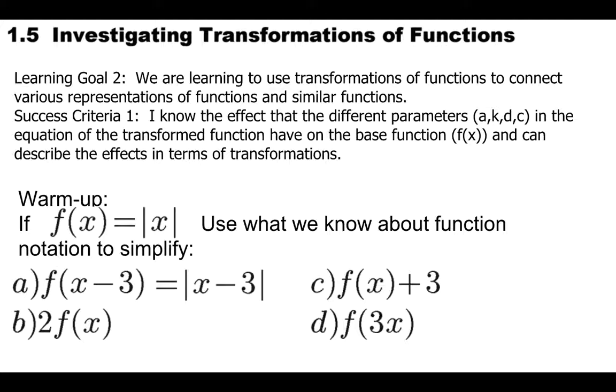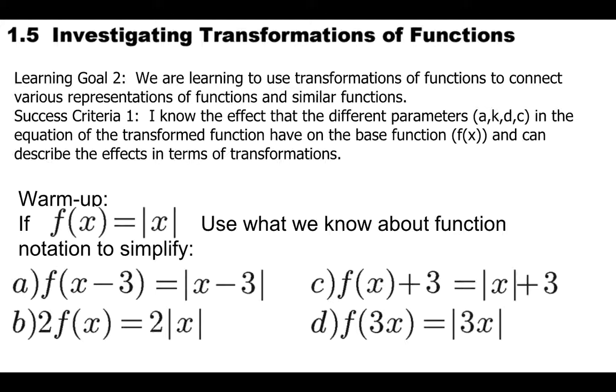For b, the doubling is outside of the function, so the doubling shows up outside of the absolute value. The plus 3 shows up outside the function for c, so it shows up outside the absolute value. And the 3x shows up inside the function, so the multiply by 3 shows up inside the absolute value. So those are the graphs that we would actually graph.